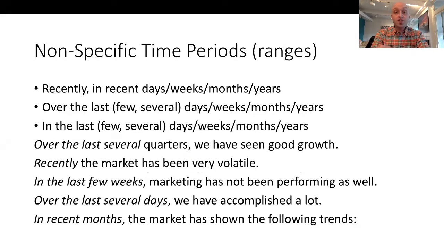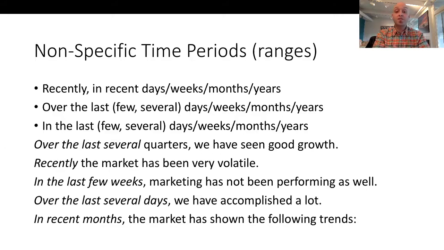Since one of the ways we use the present perfect simple is with non-specific time periods in the past, I listed some of the most common ways that we talk about the present perfect without really being specific. So we can say something like recently, in recent days, in recent weeks, in recent months, in recent years, over the last few days, over the last several weeks, in the last few weeks, in the last several days.